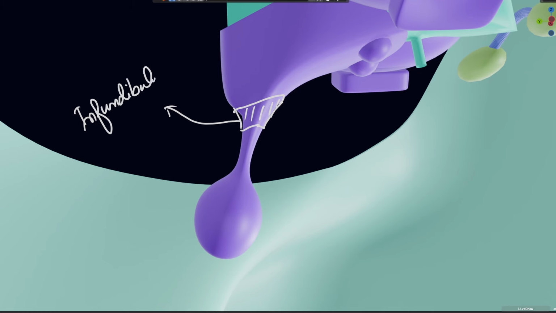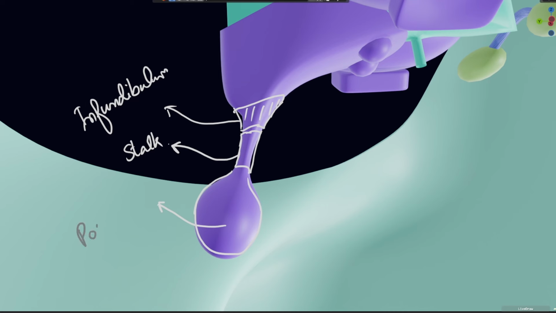Infundibulum. Then below the infundibulum there is this stem-like structure, this stalk, S-T-A-L-K stalk, right? Then below that we have the actual pars nervosa, the posterior pituitary. These are the structures that you will see here. This is the posterior pituitary.